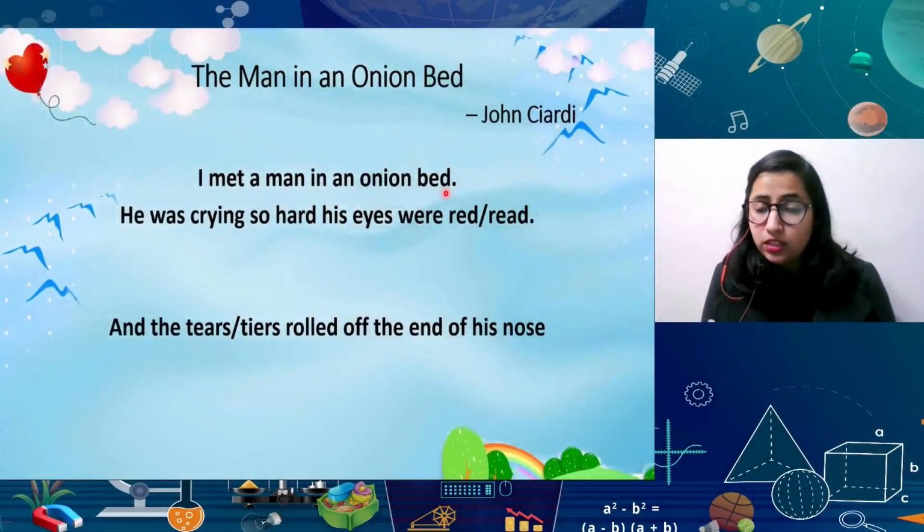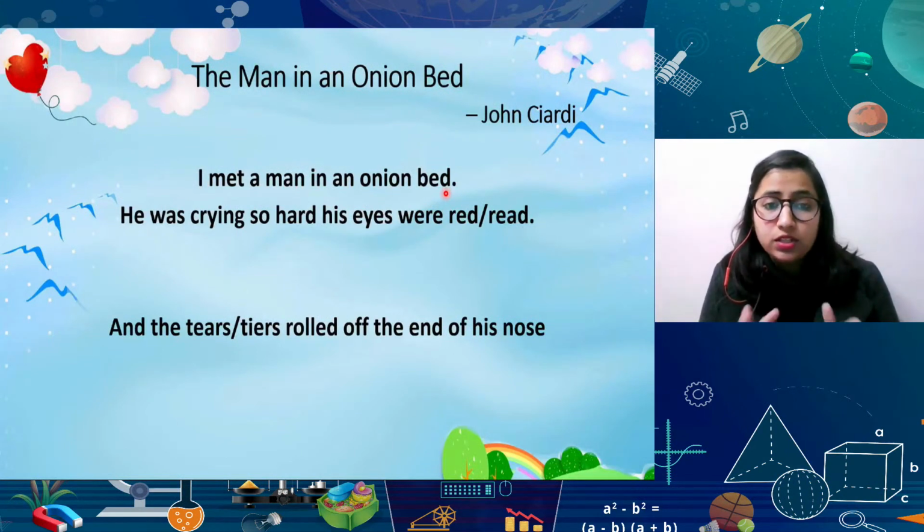I met a man in an onion bed. So our poet met a man who was in an onion bed. He was crying so hard, his eyes were red. Now pay attention, I have 2 spellings with me and both are pronounced as red. So which one to choose? He was crying so hard, his eyes were red.